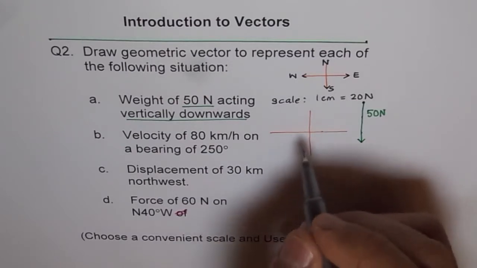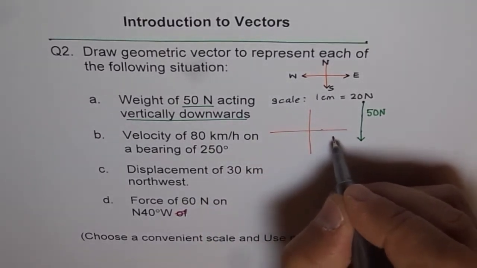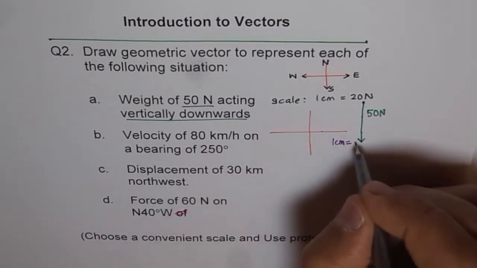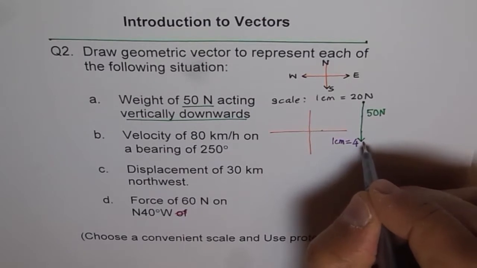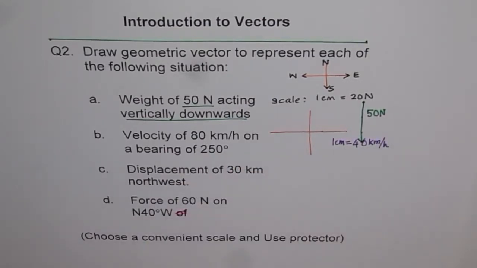Okay, I'll write the scale on this side. 1 centimeter equals, let us say, 40 newtons or 40 kilometers per hour. So that is part B. So 1 centimeter is 40 kilometers per hour and the bearing angle is 250 degrees.